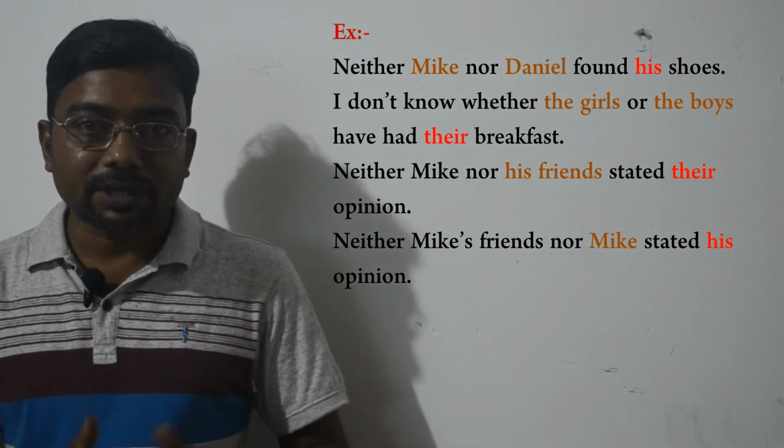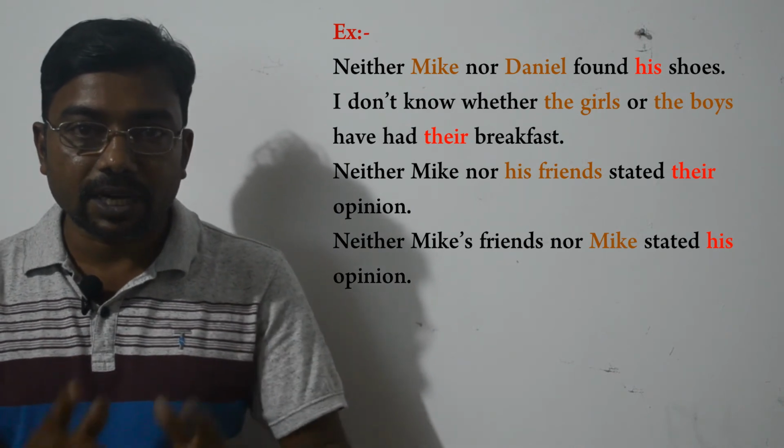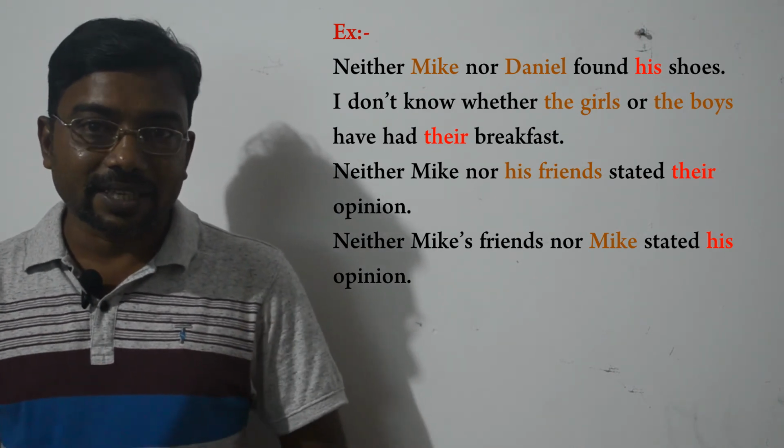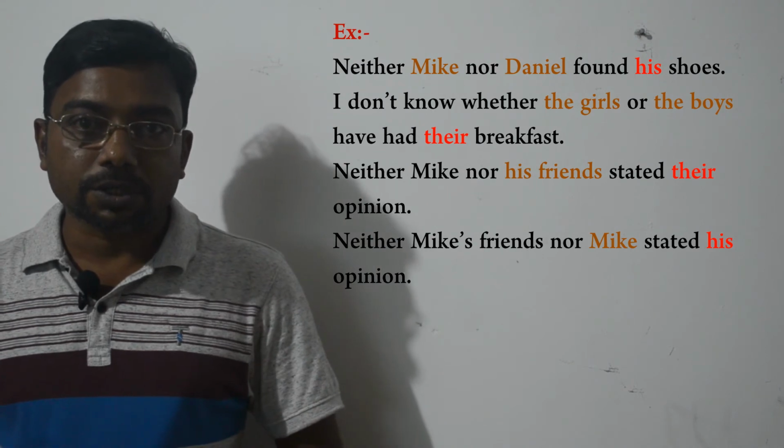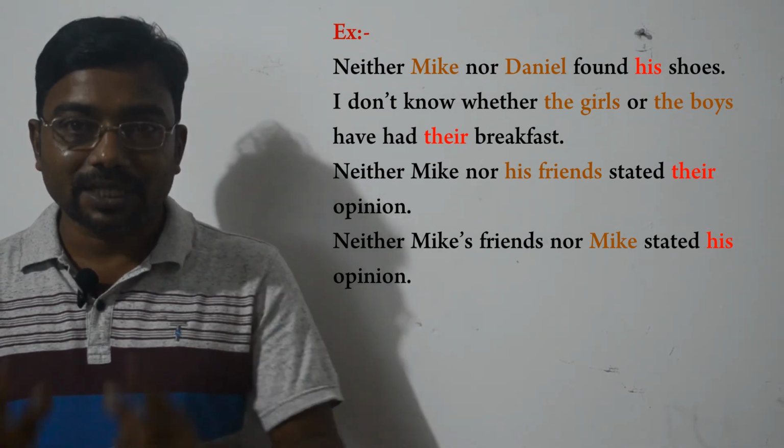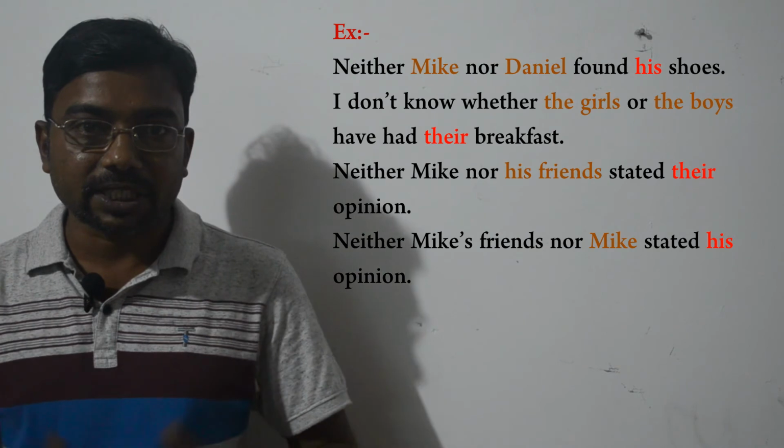Here we use a correlative conjunction to connect two singular nouns, Mike and Daniel. So therefore the pronoun also should stand in singular form. It stands in singular form. Look at the second example.